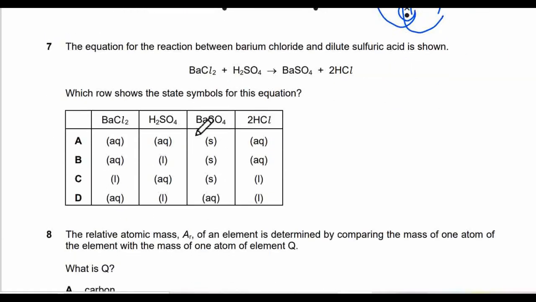Question 7. The equation for the reaction between barium chloride and dilute sulfuric acid is shown. Which row shows the state symbols for this equation? So barium chloride and dilute sulfuric acid will be aqueous. So aqueous and aqueous. This is the only option since the others are not correct. So we have to choose 7A. Barium sulfate is the precipitate, so it should be S as a solid, and hydrochloric acid is in aqueous state. So A will be our answer.